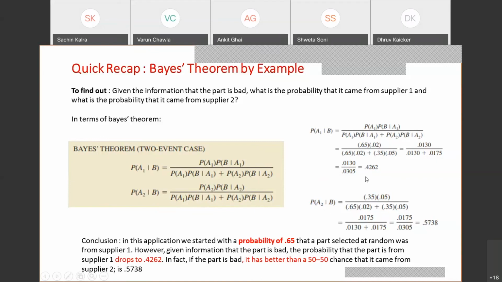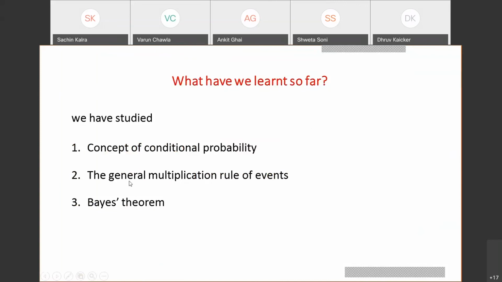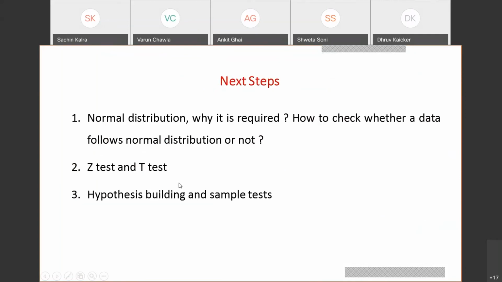And guys, why is this relevant? Because it has a better than 50-50 chance. Say we have two suppliers and we're getting a part. What are the chances it will be faulty? You can say 50-50. No, it won't be 50-50. Given all the facts and figures, the actual figure would be 42%. So this was the concept of conditional probability, Bayes theorem, and the simple theorem and multiplication rule of events.